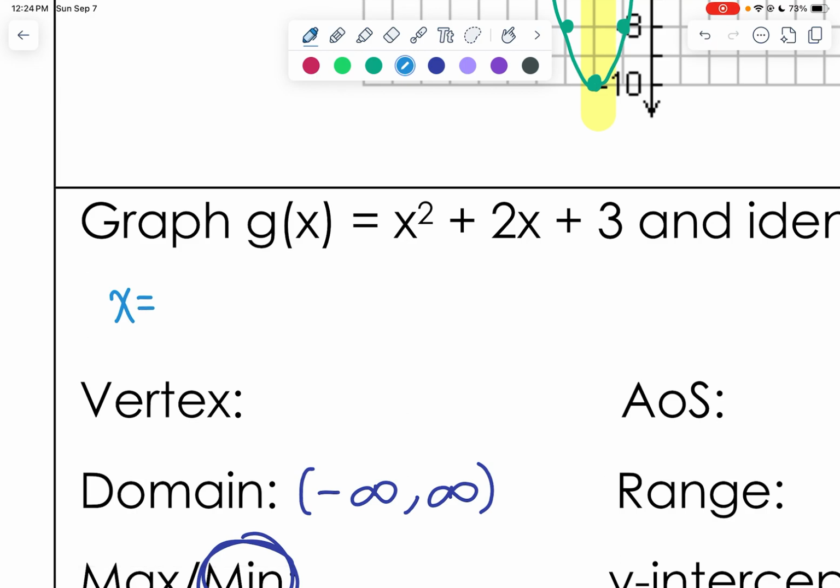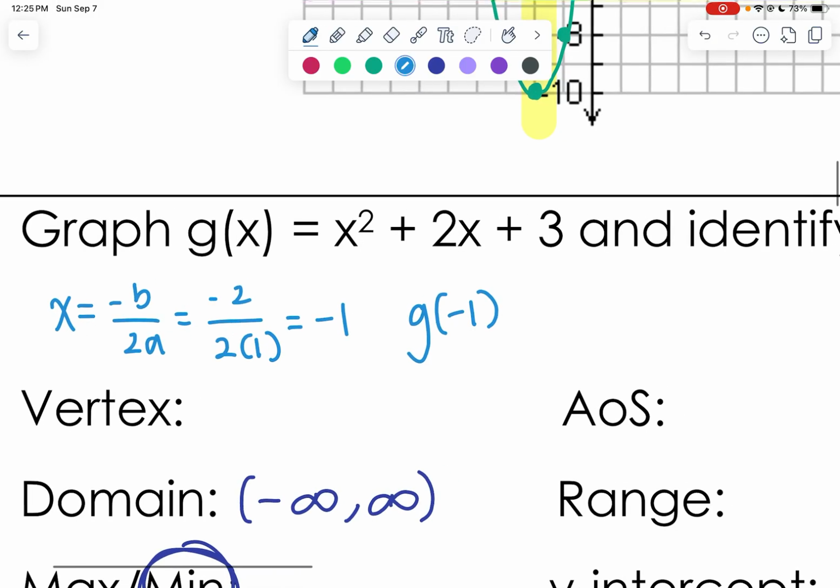That's where I have to go back and follow my formula. So x equals negative b over 2a. So that would be negative 2 over 2 times a is 1. Negative 2 divided by 2 is just negative 1. So now I'm going to plug that in. So I'm going to find g of negative 1, and that's going to tell me the y-coordinate, and then I'm going to have my vertex, okay?